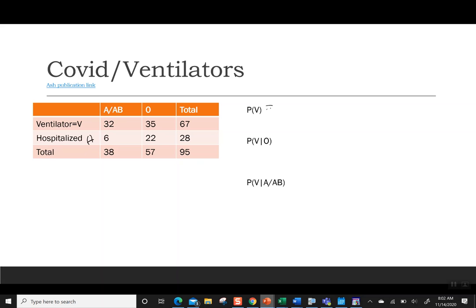So it asks, what's the probability somebody was on a ventilator? We can see there are 67 people on a ventilator out of the 95 people in total. 67 divided by 95 comes out to 70.5%. Then they asked, what's the probability someone is on a ventilator given they have type O blood? 57, that's type O, becomes our denominator. Then we look at how many people with type O were on a ventilator, which was 35. 35 divided by 57 gives us 61.4%.